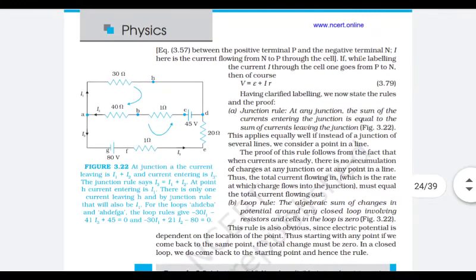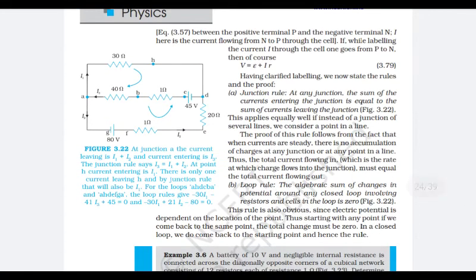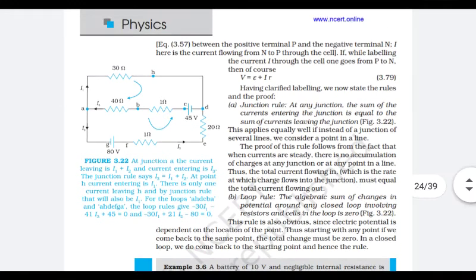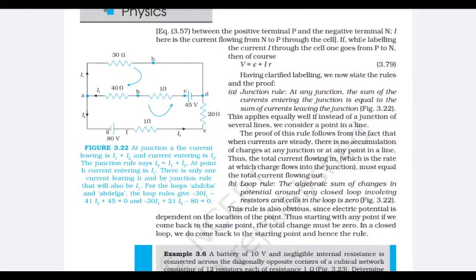Now let's state the rule. Actually there are two rules according to Kirchhoff's rule. This is just for the simplification of circuits. First is the junction rule, Kirchhoff's junction rule, also known as the current law. What is its statement? Remember, at any junction, the sum of currents entering the junction is equal to the sum of currents leaving the junction.